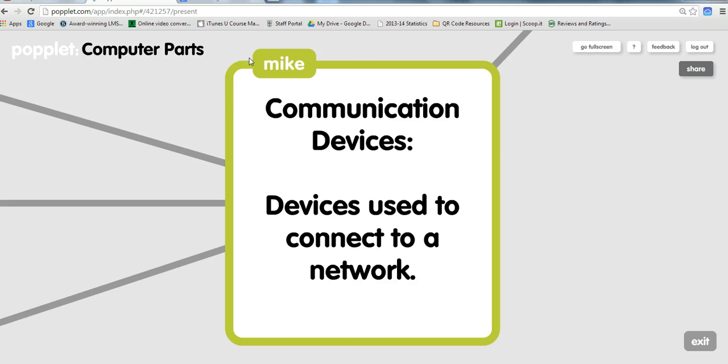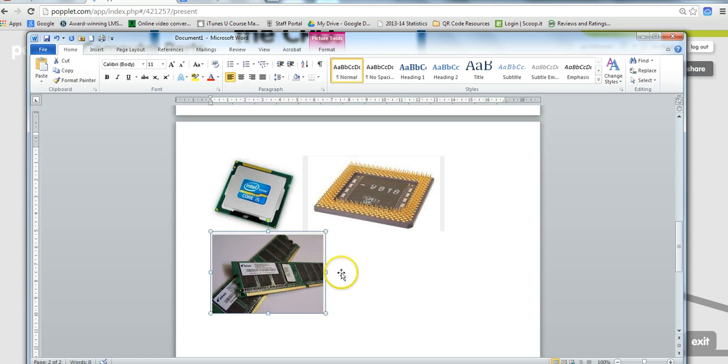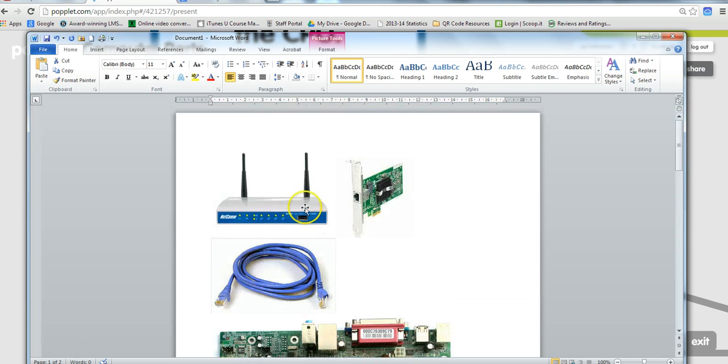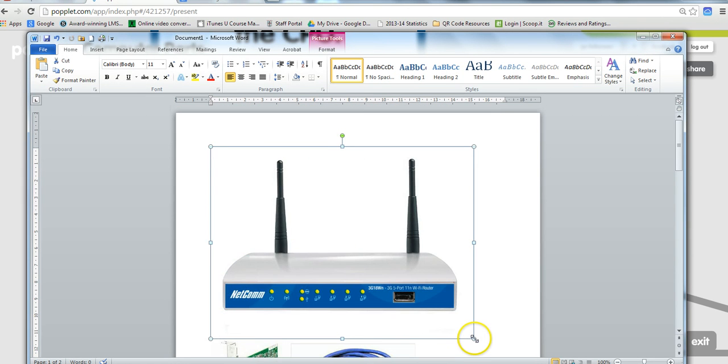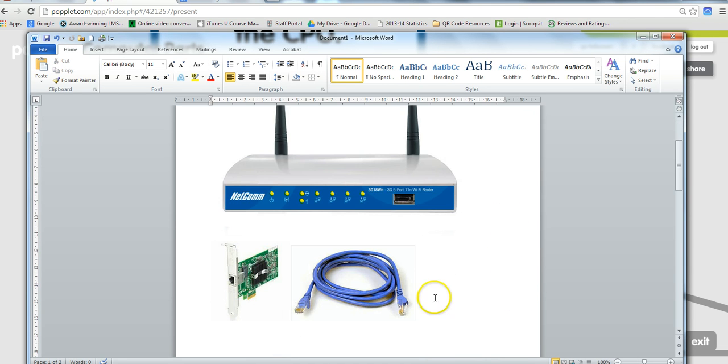Now, let's pretend that you're at home. At home, in order to connect to the internet and send emails and share with everyone, you have an ADSL modem. An ADSL modem looks like this. That's what you would have at home. That connects you up to the internet from your computer.